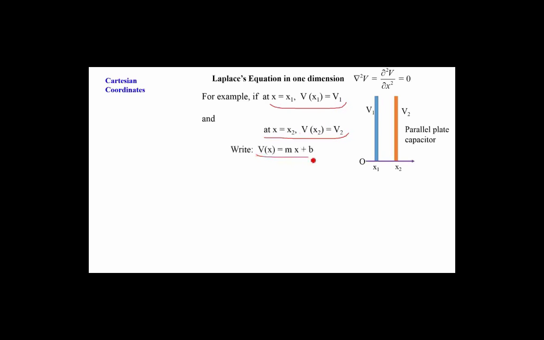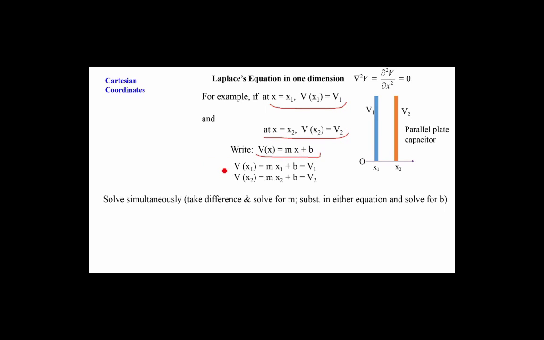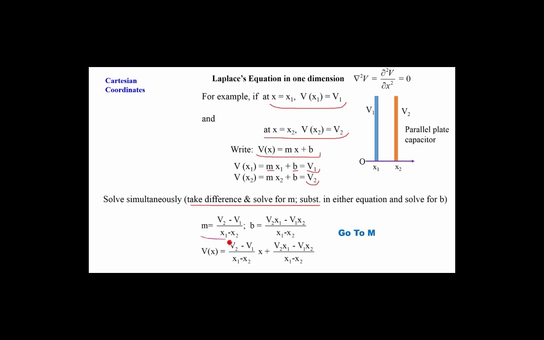Let's write v of x like we did before, mx plus b. We set v of x1 equal to m x1 plus b, evaluating at x1, which is equal to V1. V of x2, the same thing: m x2 plus b equals V2. So we solve those two simultaneously for m and b. We have m expressed in terms of the two potentials and the two positions of the electrodes. B is a function of V1, V2, x1, x2. If you put that into your final equation, this is the complete solution of the problem given V2, V1, x1, x2, and so on.